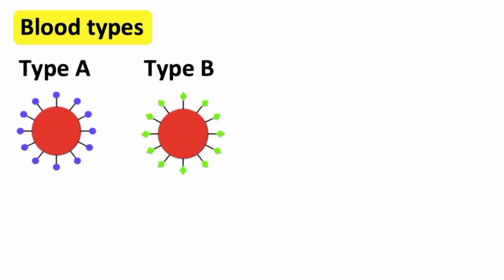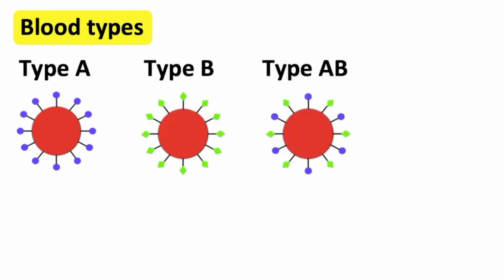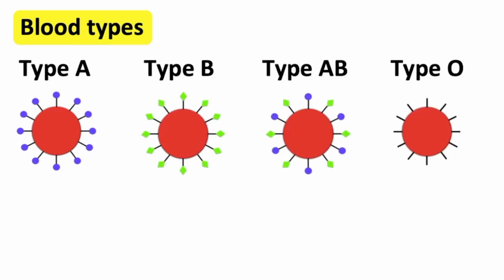There are 4 main blood groups: type A, type B, type AB, type O. Your blood group is identified by the antibodies and antigens in the blood. There are 2 types of antigens, antigen A and antigen B.